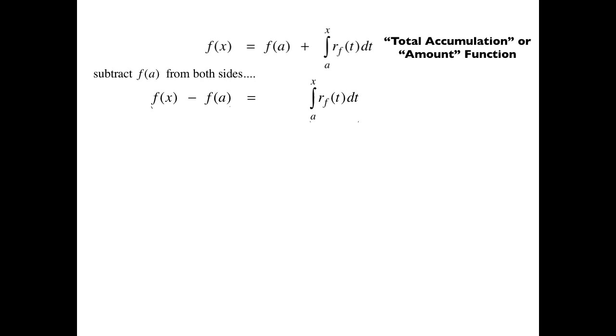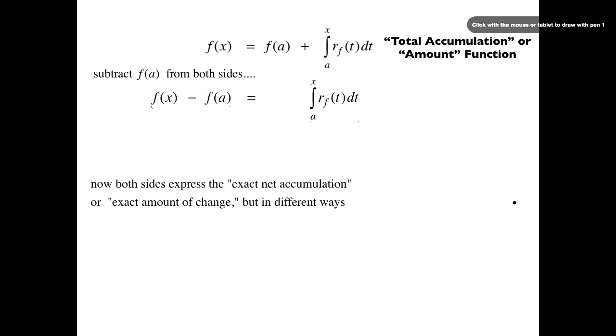Okay? And so now, which are each of these? So both of these then represent what? So now I've got just the integral, and I've got f of x minus f of a. So say just the integral. What does it mean? What was it? The exact net accumulation function, right? And so then this would be another way of expressing the exact net accumulation function, right? Because they're equal, right? So now both sides express the exact net accumulation, which we could also call the exact amount of change since A, but in different ways.